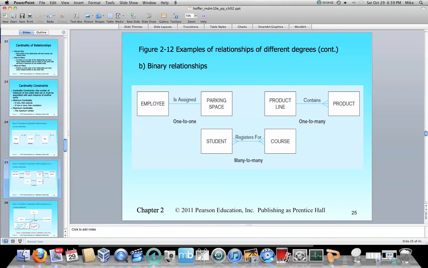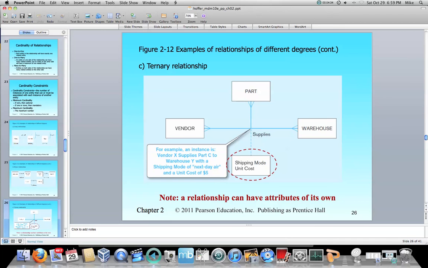Then we have binary relationships where an employee can be assigned to a parking space. So there's an example of a one-to-one. An employee can only have one parking space. A student can register for many courses, and a course can have many students registered for it. That's a many-to-many. And then the one-to-many is the product line to the product. So any given product line can be associated with many products. So these are binary relationships.